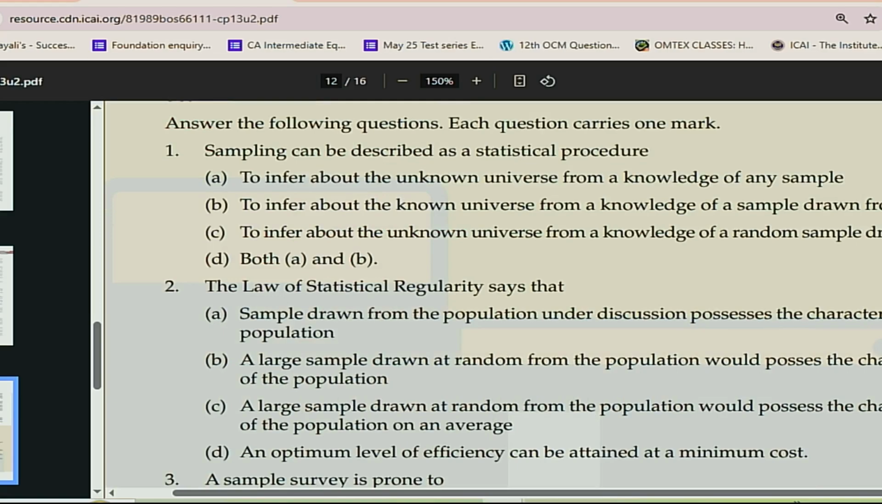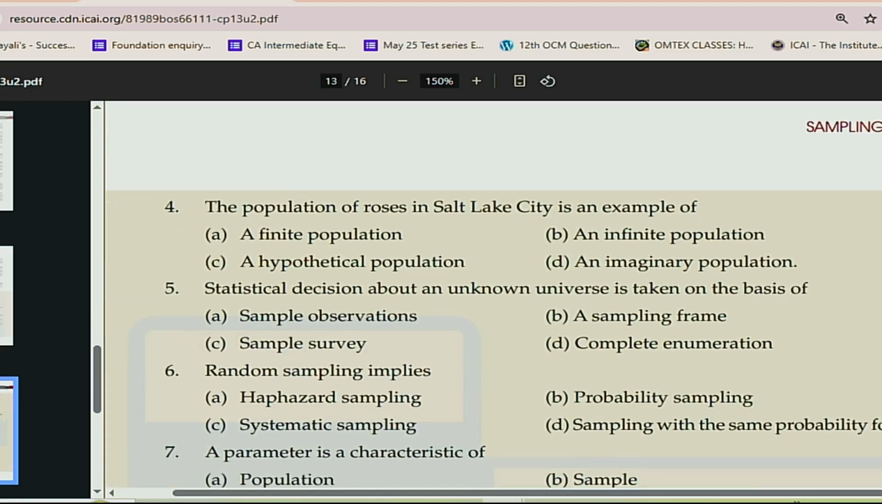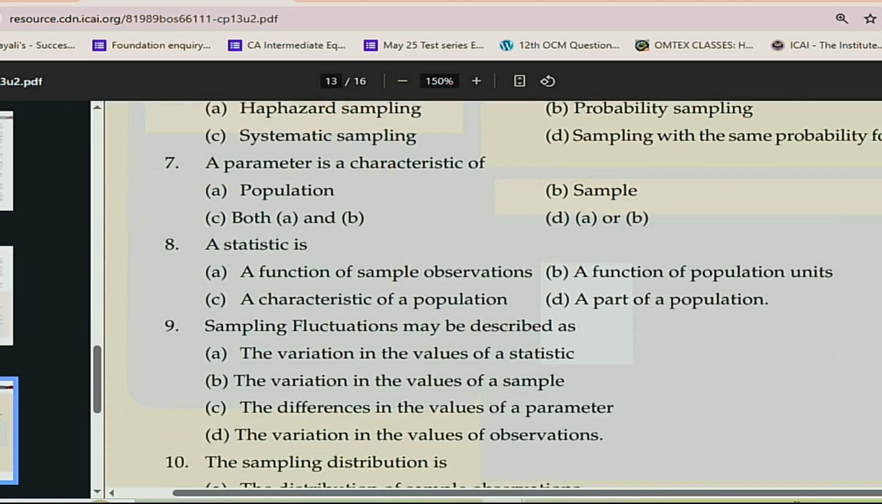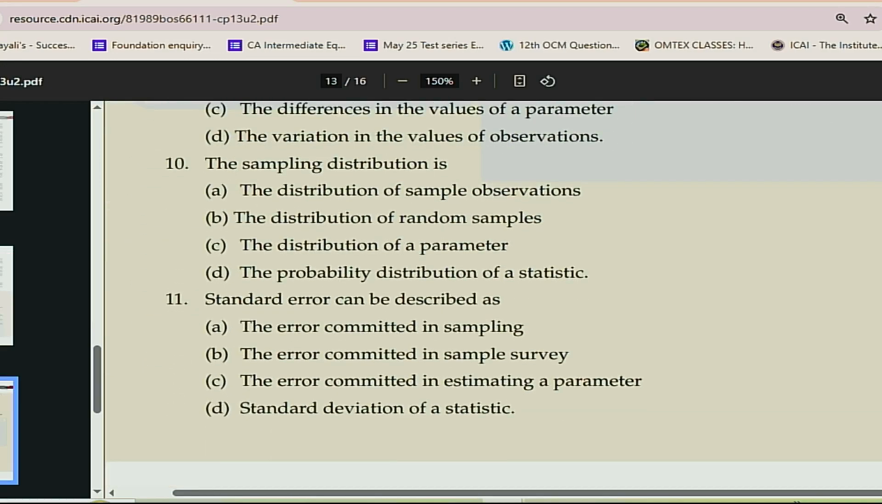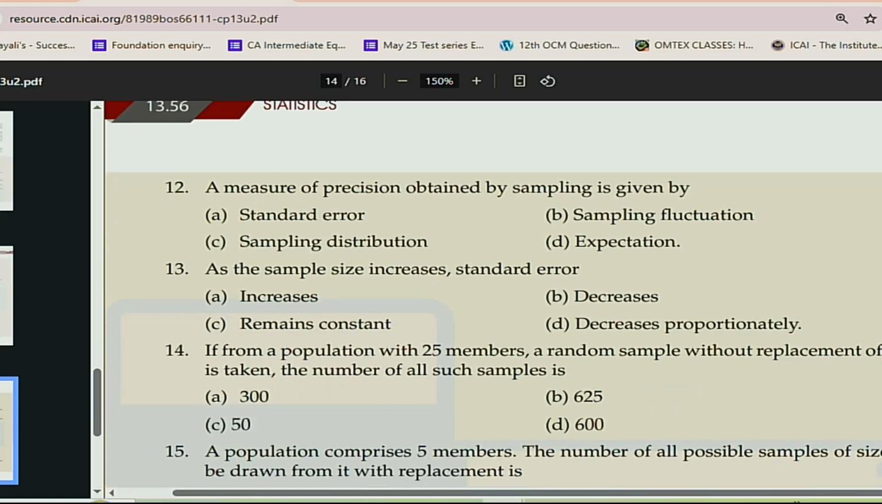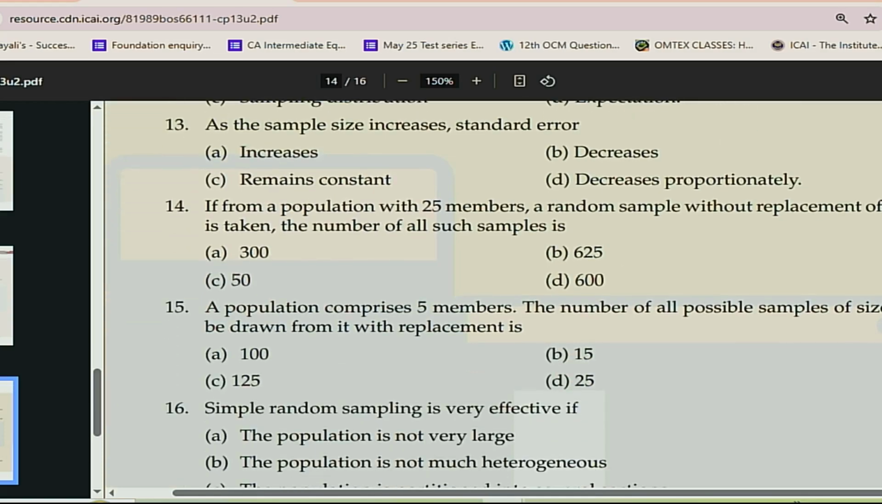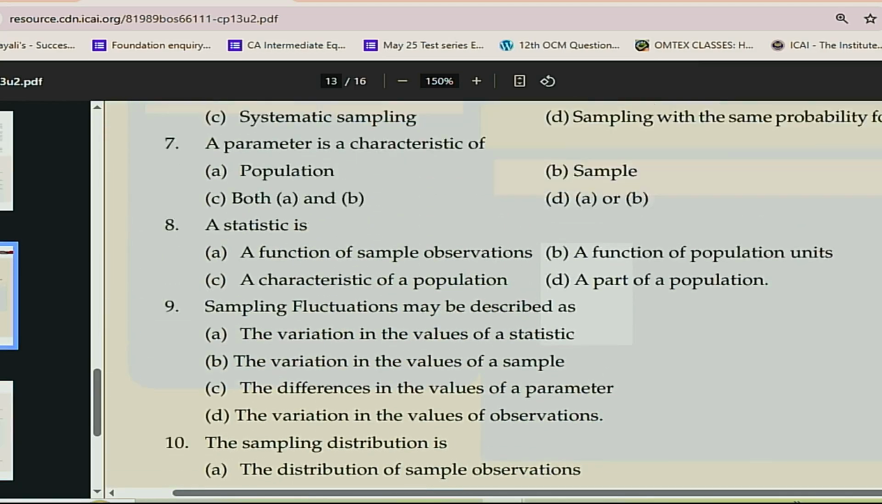So I think we will be able to do question number 1, 2, 3, 4, 5, 6, 7, 8, 9, 10, 11, 12, 13, 14. We will solve up to question number 14 right now. Okay, so it's MCQs, question 1 to 14.